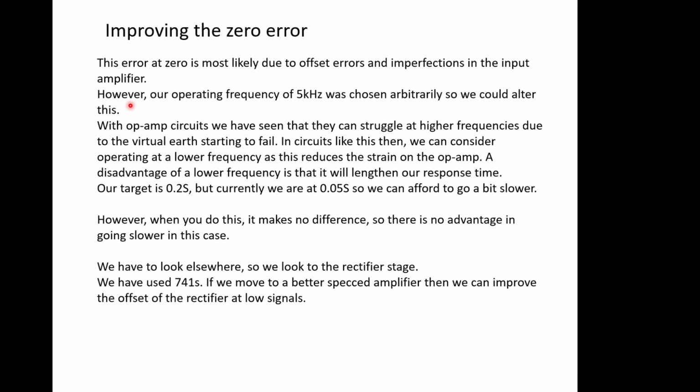But we've been operating at 5 kHz, which is something I neglected to tell you, but the spec didn't tell us what frequency to operate at, so I just chose a frequency to start with. So we've got that parameter to change. We can play with that if we wanted to. With op amps though, we've seen that they can struggle at high frequencies due to the virtual earth starting to fail. So without any constraints being given, we're free to choose whatever frequency we like, so maybe operating at a lower frequency will be better for the op amp and give us a better virtual ground.